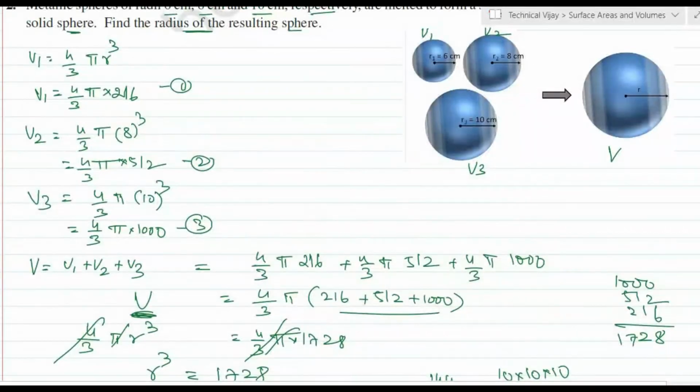So now we got the radius of this resulting sphere, r is equal to 12. So that's what they have asked. Now we will go for the next one.